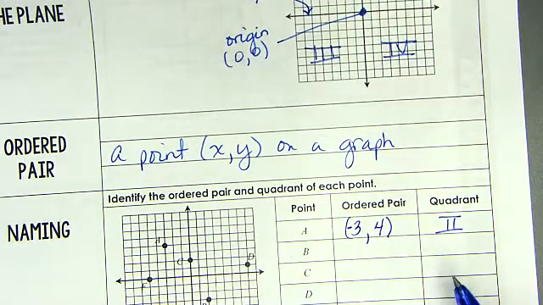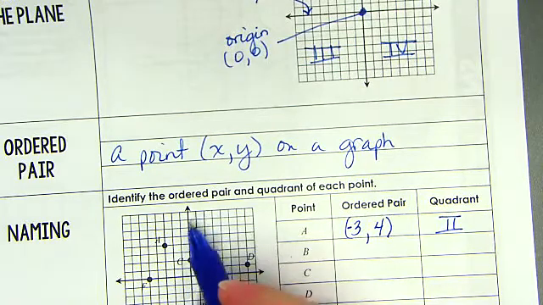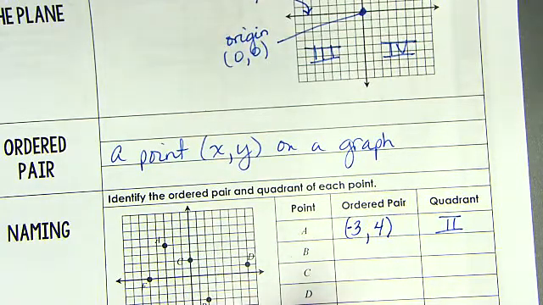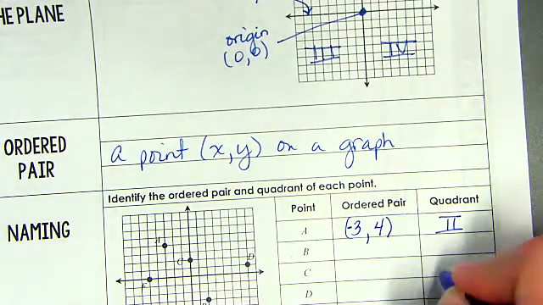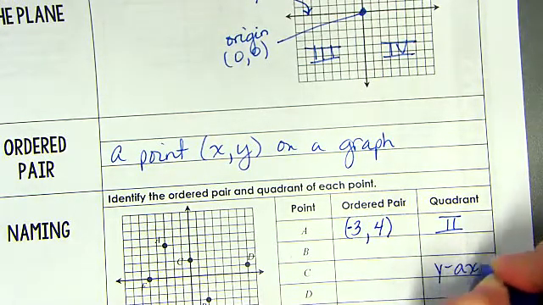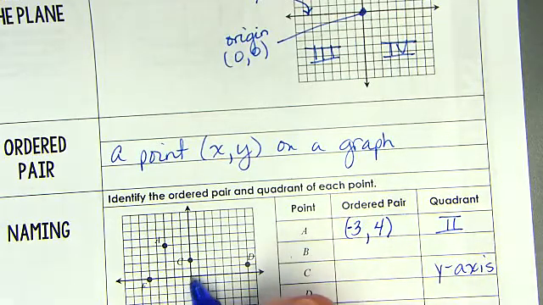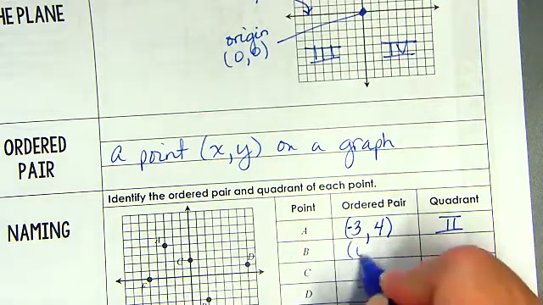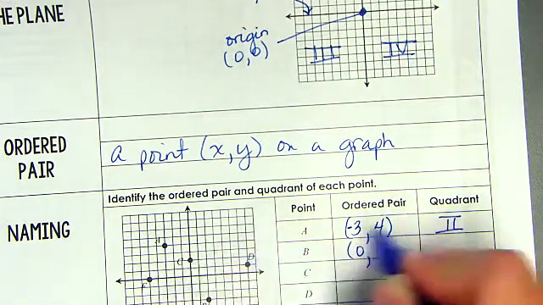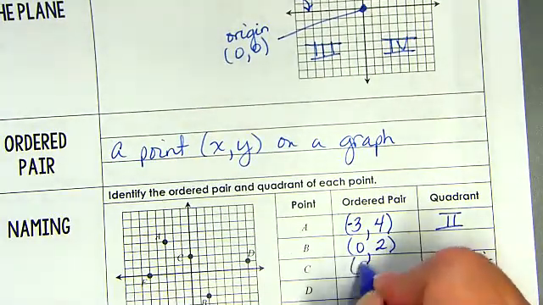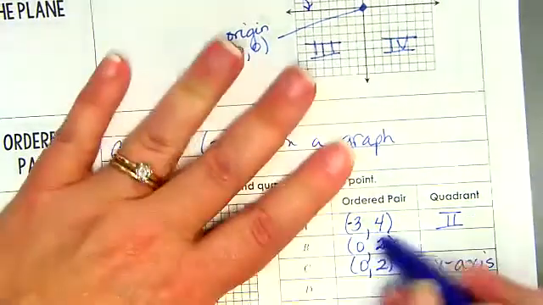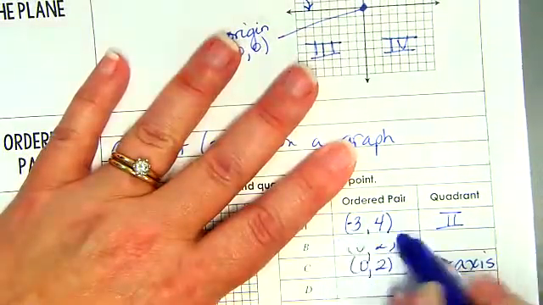Next point I'm going to look at is C. And if I notice, it is on the y-axis. So it's not going to have a quadrant name. It is going to be written as being located on the y-axis. And the ordered pair is, it is at the 0 on the x-axis, so it is 0, comma, and then I'm rising 2, so it's a positive 2. Oh, I put that in the B spot. Let me fix that. And you will be going back and filling in the rest of these.